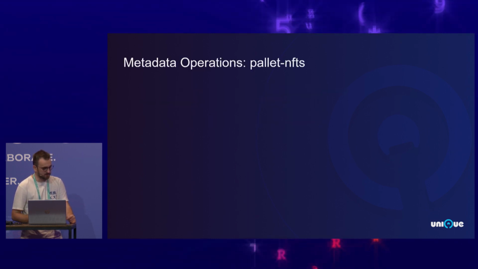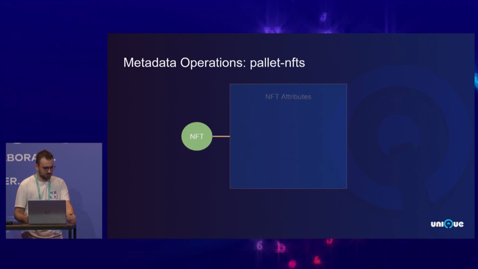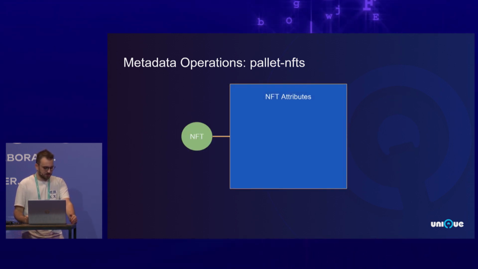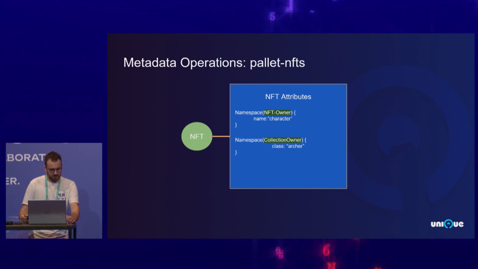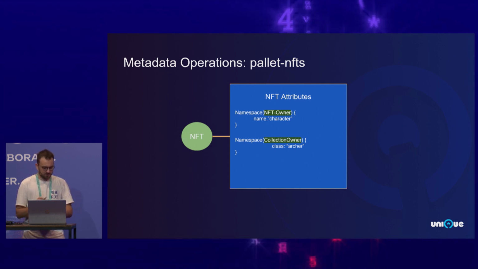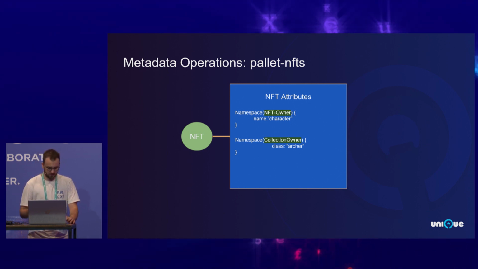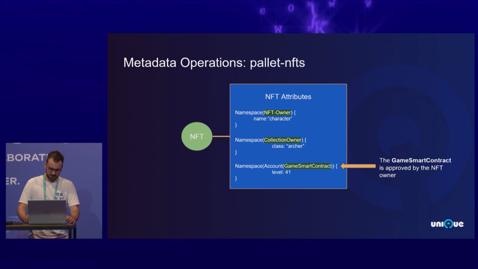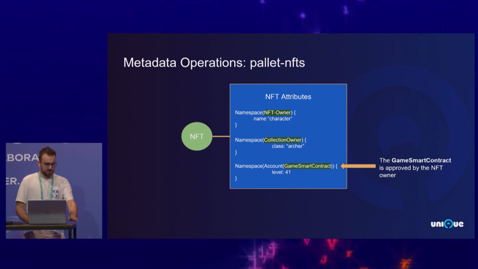Consider palette NFTs developed by Parity. NFTs created using this palette can have several attributes. Different actors, such as the NFT owner or the collection owner, can set their attributes. Each actor can set their attributes in the corresponding namespace, one for the collection owner and another for the NFT owner, so they don't interfere with each other. But also, the NFT owner can approve other accounts to set their attributes on this NFT. These approved accounts will have their corresponding namespaces for their attributes. This is what the palette NFTs can do.